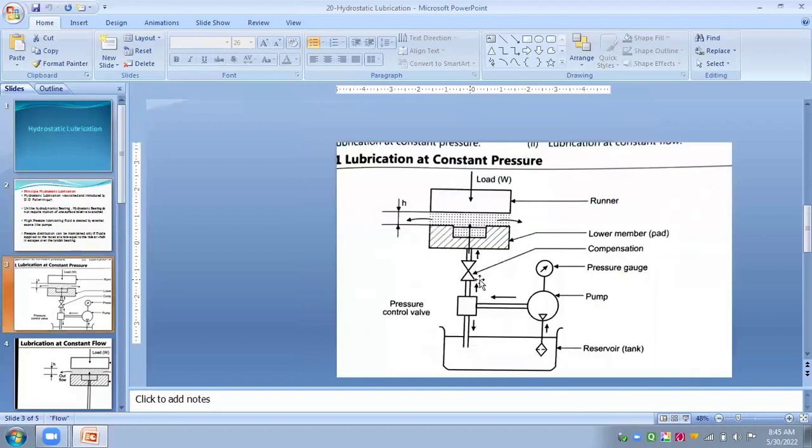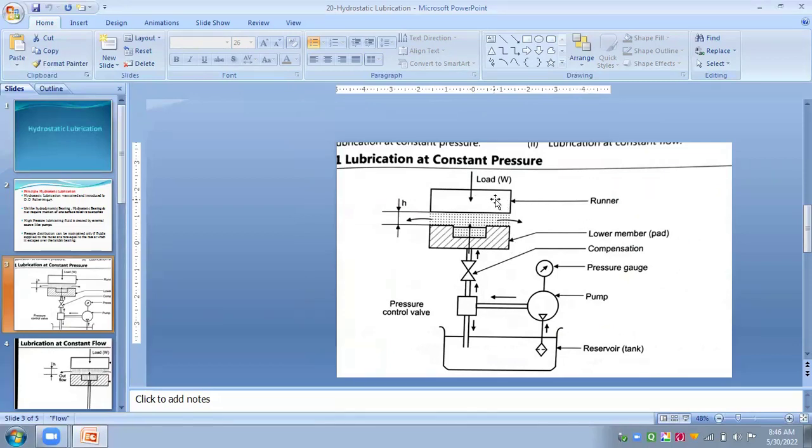Here there are two basic arrangements of this lubrication: first, lubrication supply at constant pressure, and second, lubrication supply at constant flow. In the first arrangement, in this figure, the upper plate is called the runner. The lower member is called the pad, and this pad has a central recess, also called a pocket, and a land that seals around the recess. The load is applied to the runner.